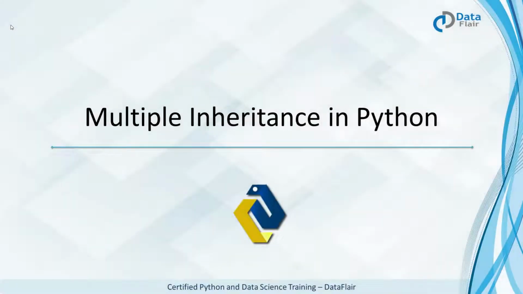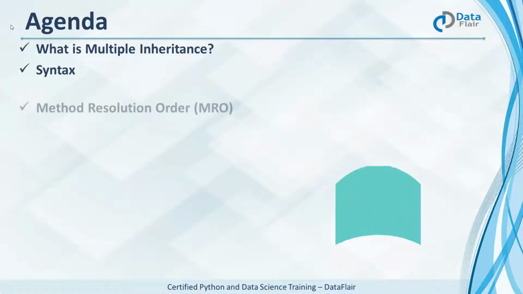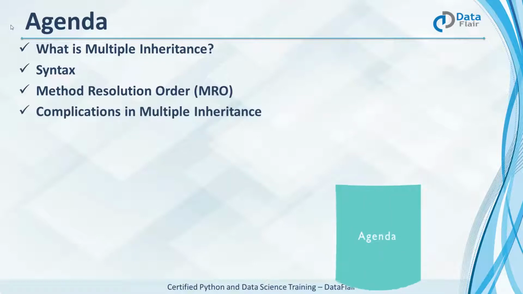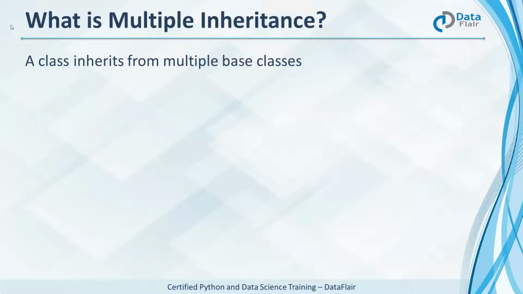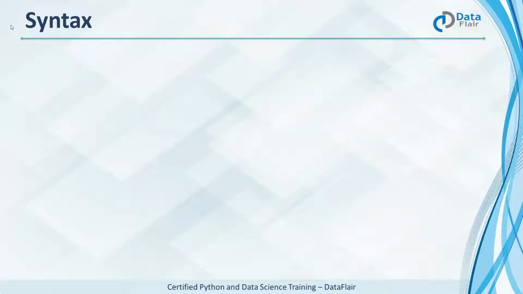Multiple inheritance in Python. Let's talk about multiple inheritance, its syntax, the MRO, and some complications with multiple inheritance. Multiple inheritance is when a class inherits from multiple base classes. Class Brunch inherits from class Breakfast and class Lunch. How do we implement this in Python?